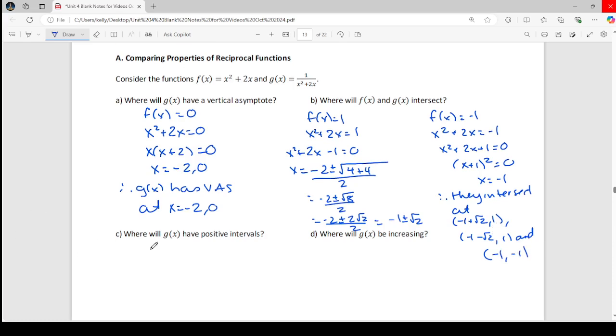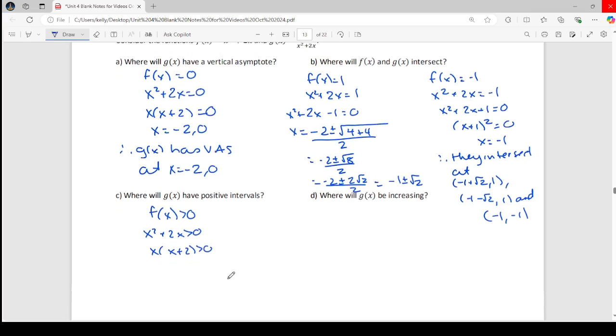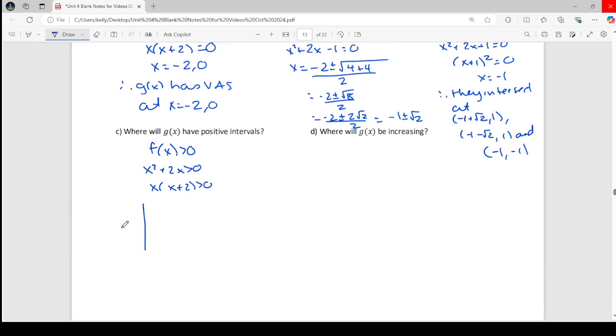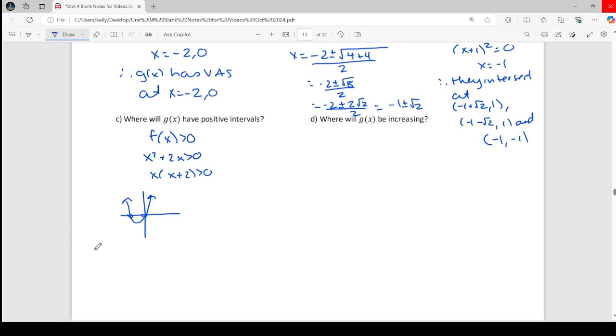So g of x will have positive intervals when f of x has positive intervals. So when is x squared plus 2x greater than 0? This is a polynomial inequality which is easily solved if we can factor it and therefore sketch it. So we've got negative 2 and 0 opening up. So we can see that both f and g are positive. So f and g are greater than or equal to 0 when x is negative infinity to negative 2 and 0 on.